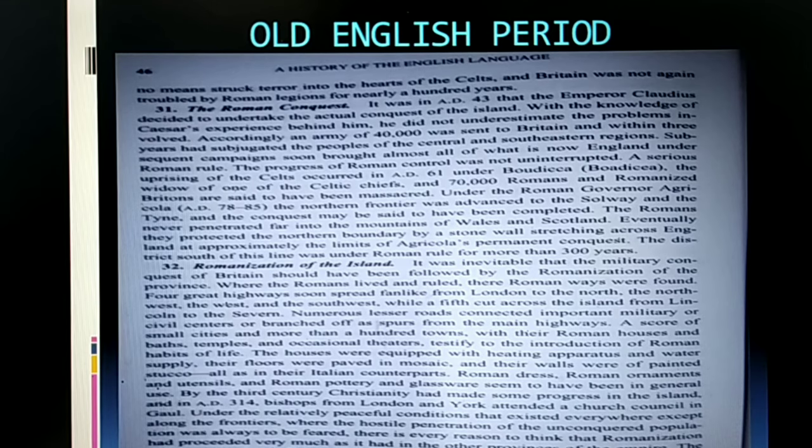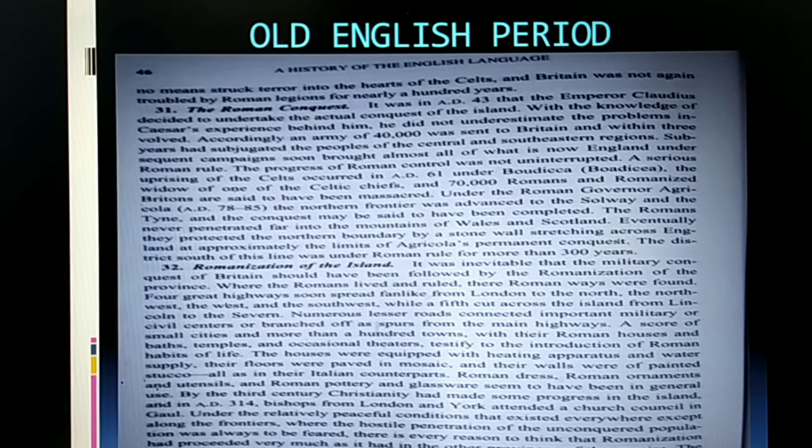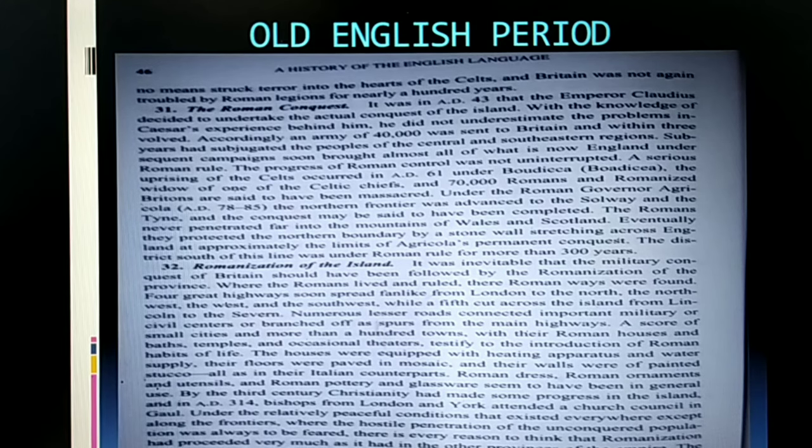The Romans never penetrated far into the mountains of Wales and Scotland. Eventually, they protected the northern boundary by a stone wall stretching across England at approximately the limits of Agricola's permanent conquest. The district south of this line was under Roman rule for more than 300 years. Now let's understand the Romanization of the island.